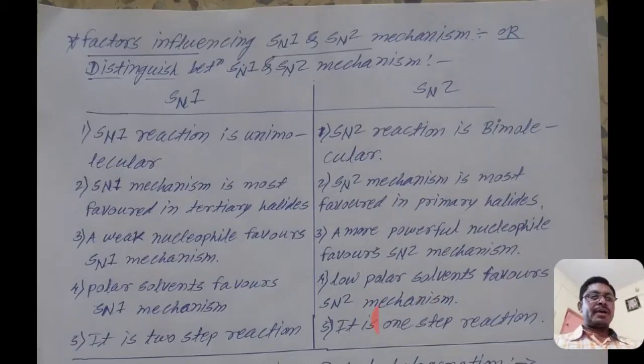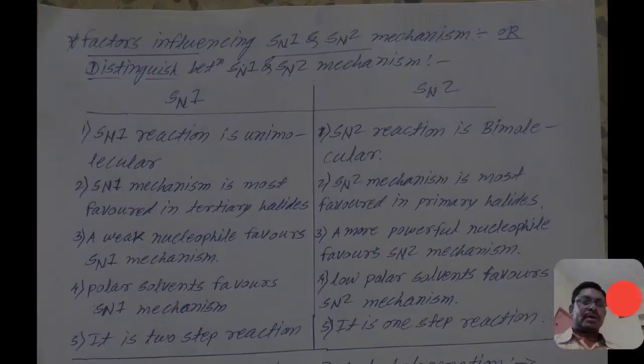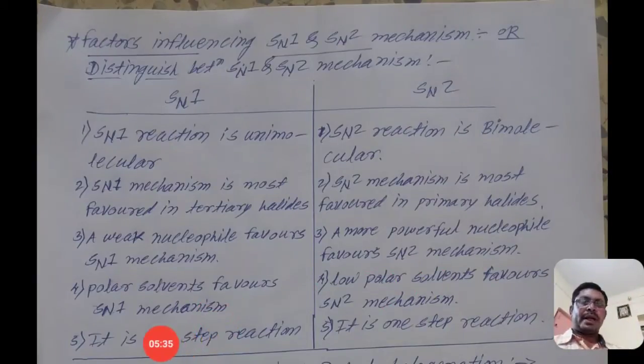Low polar solvent favors the SN2 mechanism. If the polarity is greater in that solution and the nucleophile is also powerful, then the reaction does not take place very well. That means low polarity is favorable for the SN2 mechanism. The polarity must be low. If the polarity is greater, the product will be less, or it is difficult to react.